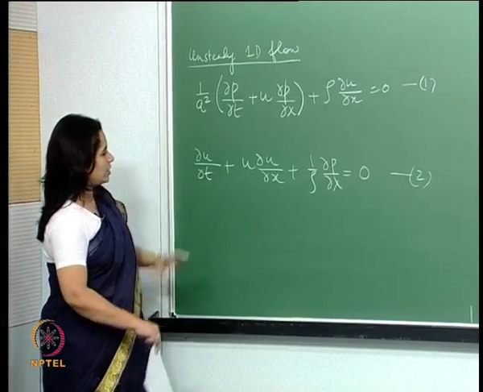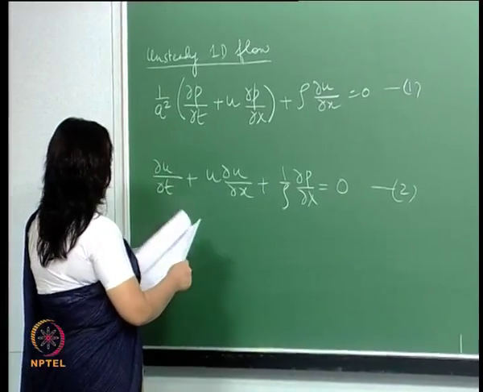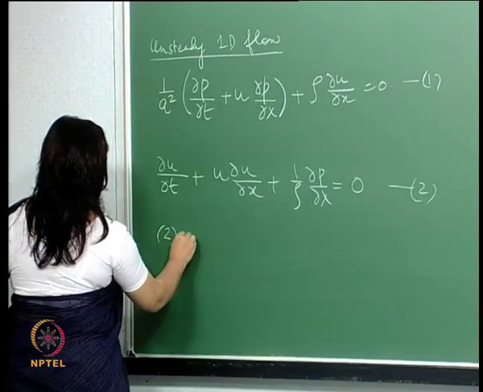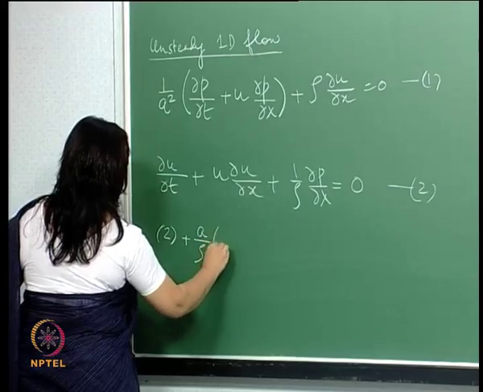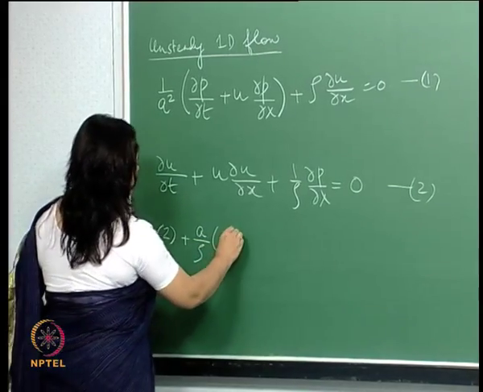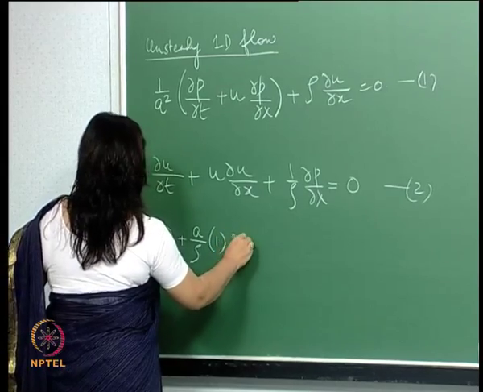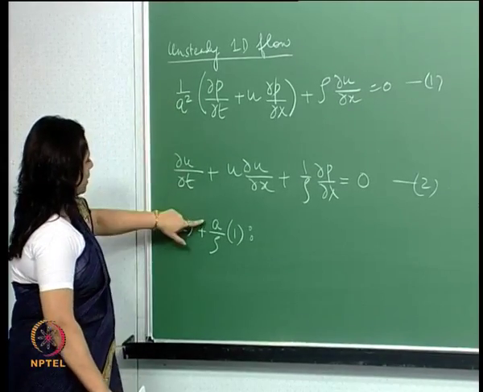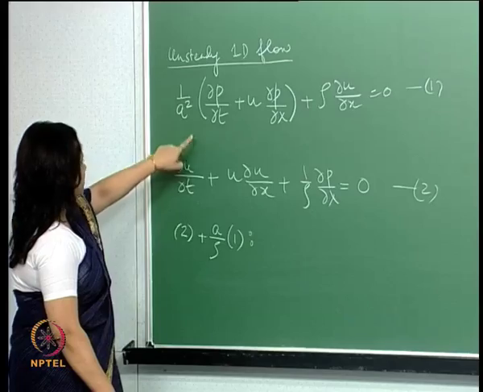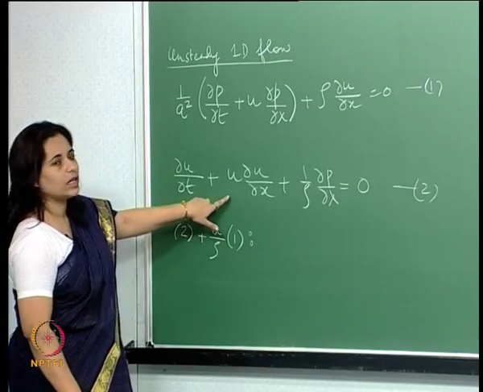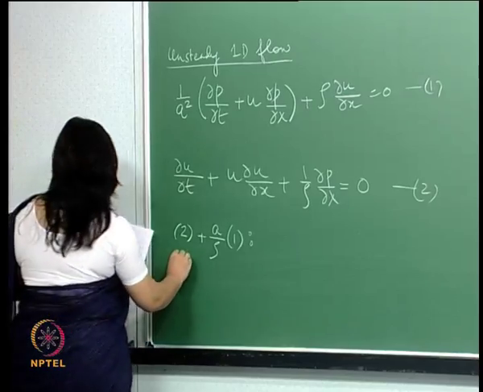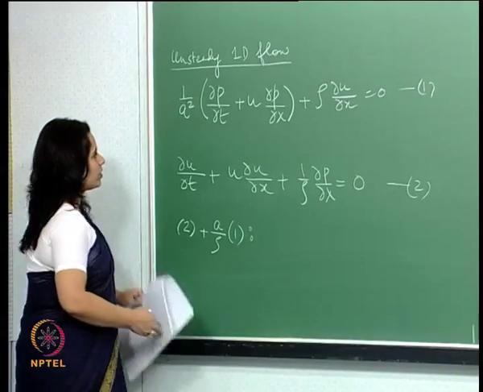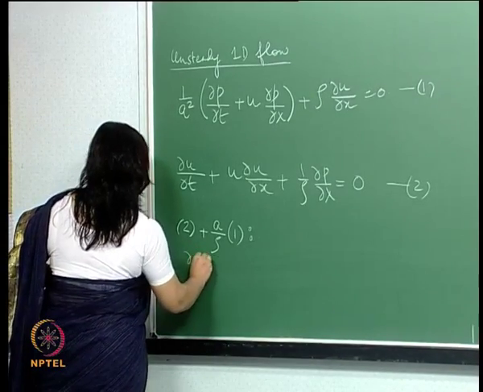So now let us do this. We'll do two things over here. Let us take the second equation and add to it something. So what will we get in this case? If we do that, what we're doing is multiplying the first equation by a by rho, and adding it to the second equation. So what we get is this. You can do it yourself once to see whether this is correct or not. Then what we get is this.